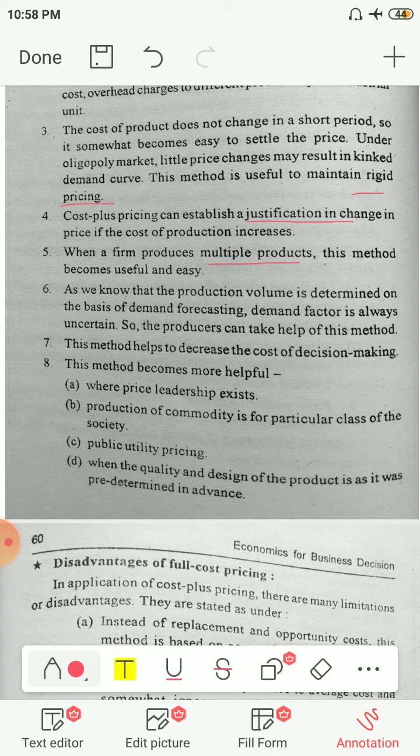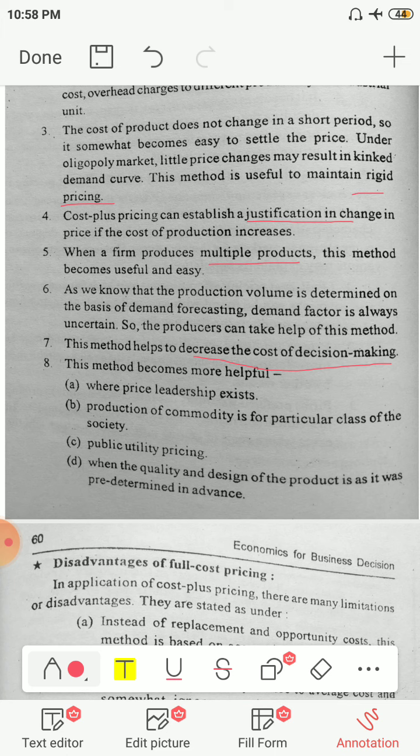The next advantage is this method helps to decrease the cost of decision making. What is the cost of decision making? Simply means in pricing, sometimes we are hiring an analyst, a statistician, who will research the market, analyze the competitor's price, analyze the market trend, and then give us a price. Now the statisticians are not freely available, we need to give them fees, and they are highly charged.